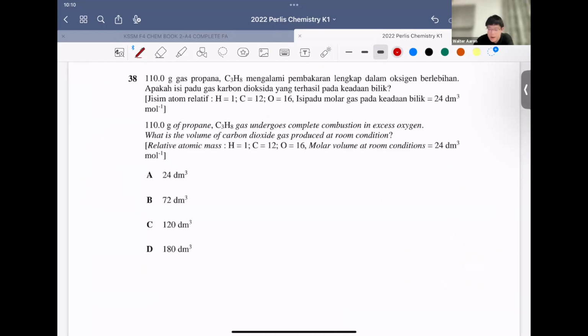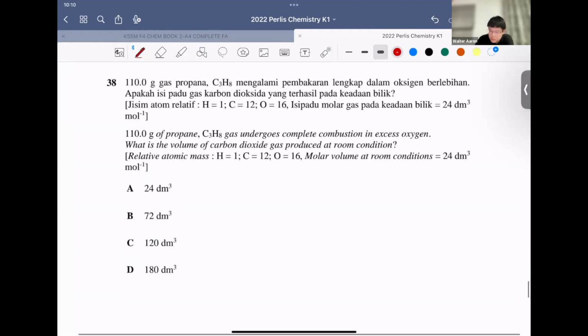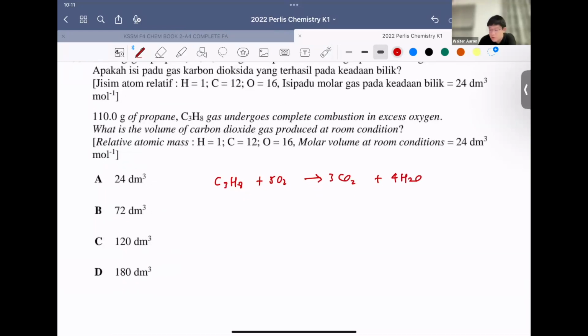110 grams of propane gas undergoes complete combustion in excess oxygen. What is the volume of carbon dioxide gas produced at room conditions? Should be easy. When you combust hydrocarbon gases in excess oxygen, you will get only carbon dioxide and water. So we got 3 carbons over there, we got 4 oxygen, so the total number of oxygen will be 4 plus 6, which is technically 10. So this would be 5. Right, so that's the complete equation.